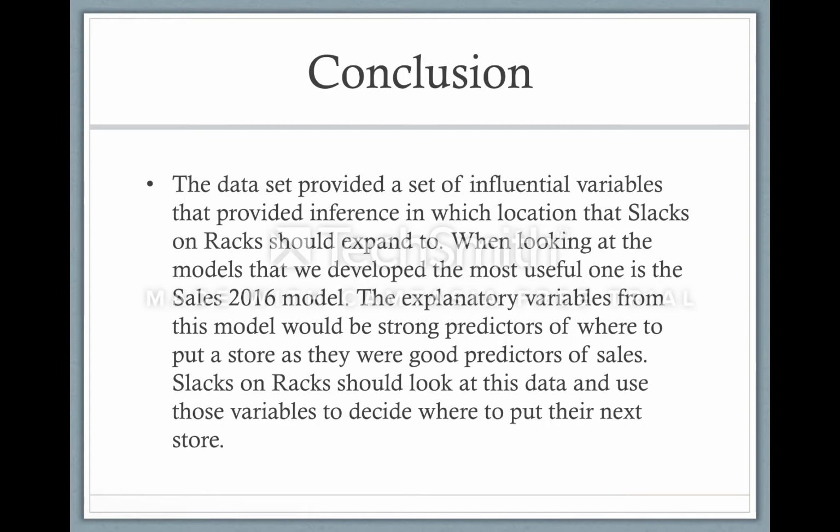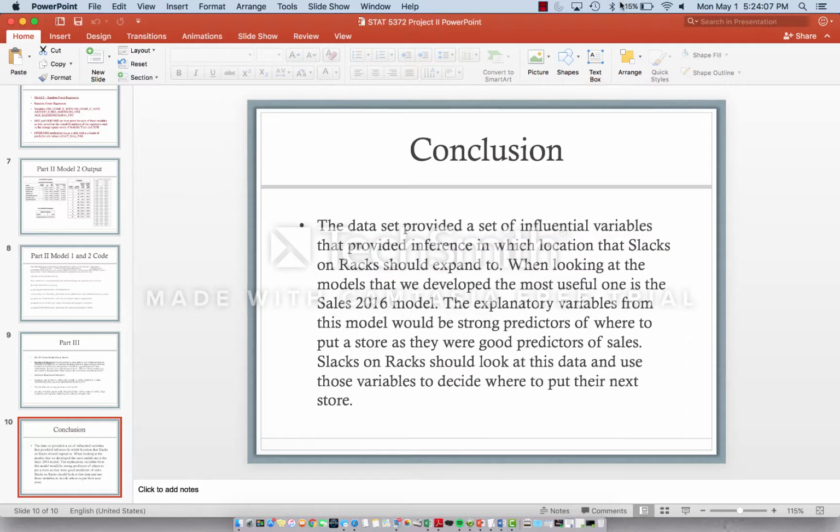To sum up, the data set provided a set of influential variables that provided inference in which location Second Rex should expand to. When looking at the models that we developed, the most useful one is the sales 2016 model. The explanatory variables from this model will be strong predictors of where to put a store, as they were good predictors for sales. Second Rex should look at this data and use those variables to decide where to put their next store.